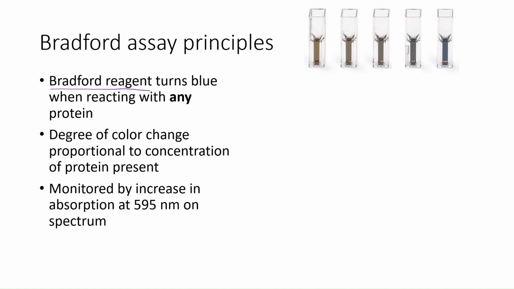So for that reason, the degree of the color change is going to be proportional to the concentration of the protein that's present. So the Bradford reagent, when there is no protein, looks brown. And then the more protein that is in that Bradford reagent, the more blue that reagent turns. And so the degree of color change that you see is proportional to the concentration of the protein. And we can monitor this color change by measuring the absorption at 595 nanometers on a spectrum.